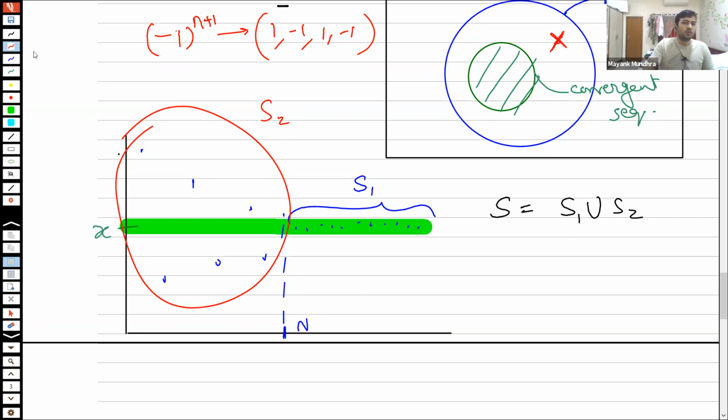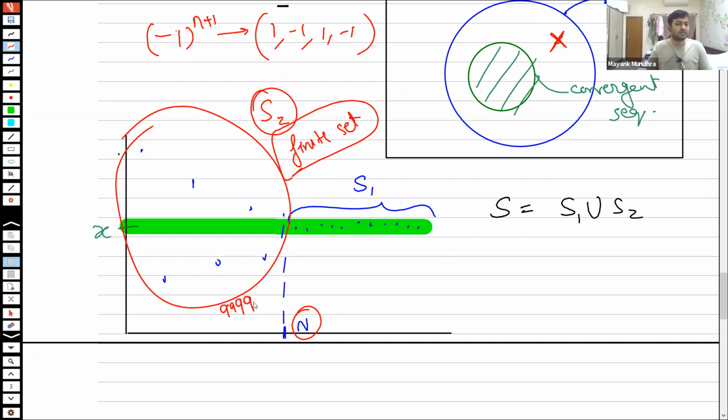Now S2 is a finite set. Why is it a finite set? It's a finite set because it is all the elements before capital N. Now capital N is a number, so it could be 100. If N is 100, this S2 set has 99 elements in it. If N is 1000, this has 999 elements in it. If it is 10,000, this has 9,999, and so on. Whatever it is, it is always going to be finite.